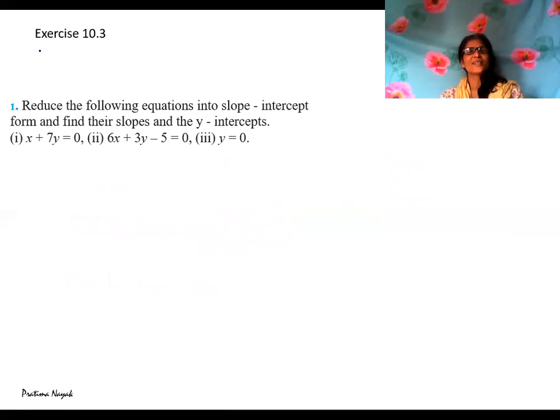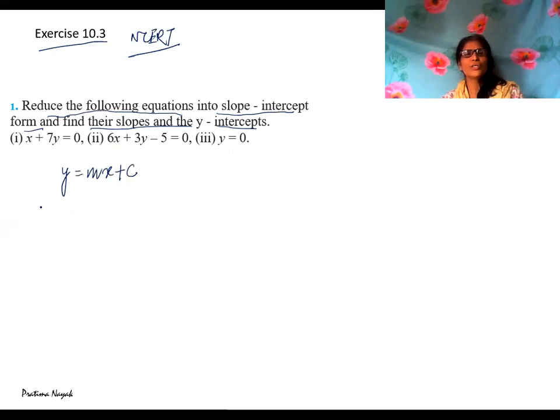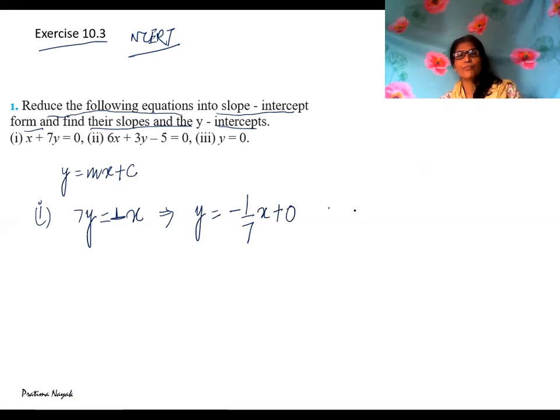So let us go for exercise 10.3 NCERT class 11. Reduce the following equations in slope intercept form and find their slopes and y-intercept. So what is slope intercept form? It is y is equal to mx plus c. That means for each equation you have to free your y. So here 7y is equal to minus x. So what is y? y is equal to minus 1 by 7 x plus 0. So what is m? m is equal to minus 1 by 7. And what is y-intercept? Y-intercept we write as small c. That will be 0 here.